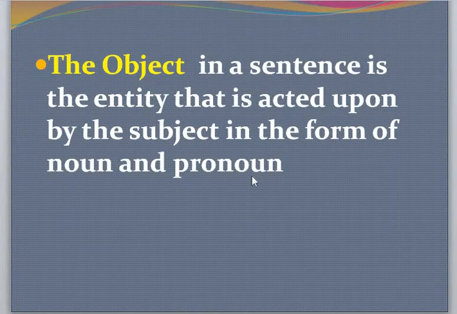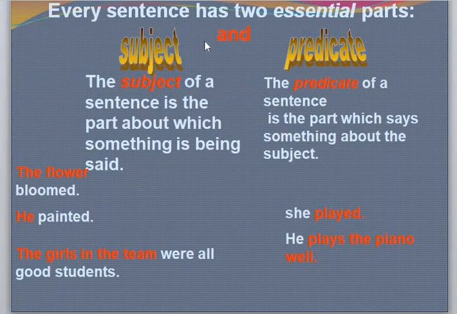Keep it in your mind that subject and object will always be a noun or pronoun. The subject is something for whom the action is being performed, but the object is the entity that is acted upon by the subject, right? So a sentence is the combination of subject plus predicate. The predicate contains verb and object. Every sentence has two essential parts: subject and predicate.